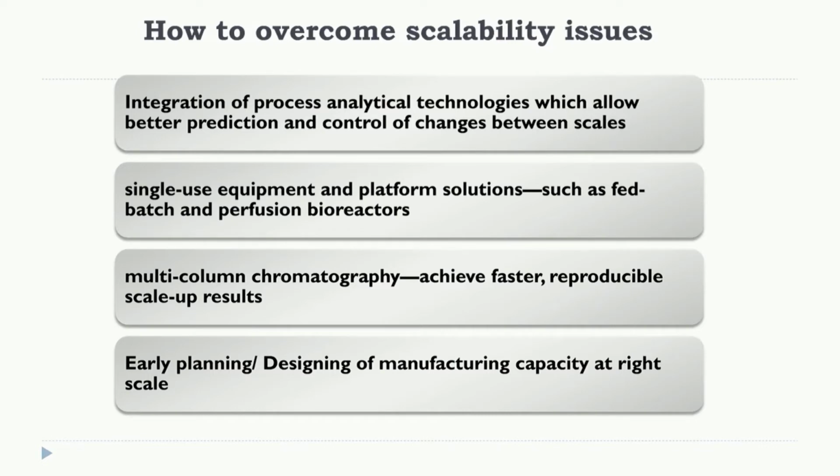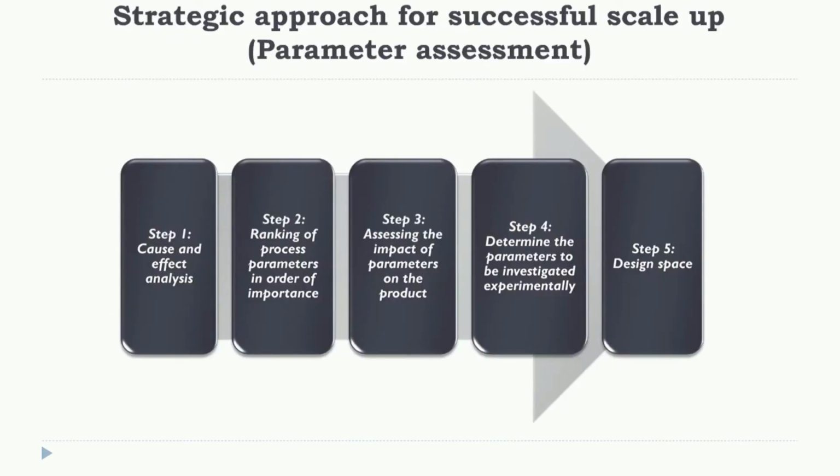Integration of process PAT, process analytical technology, which allows better prediction and control of changes between scales. Single-use equipment and platform solutions, such as fed batch and perfusion bioreactors. Multi-column chromatography, which achieves faster, reproducible scale-up results. Early planning and designing of manufacturing capacity at site scale. When we are designing our process at lab scale, we have to think about the scale-up and manufacturing scale together.